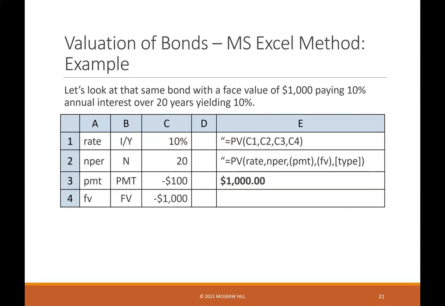Valuation of bonds, MS Excel method example. Let's look at the same bond with a face value of $1,000, paying 10% annual interest over 20 years, yielding 10%. Rate 10, nper 20, payment minus 100, future value minus 1,000.